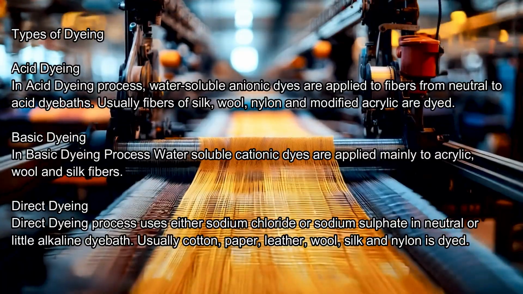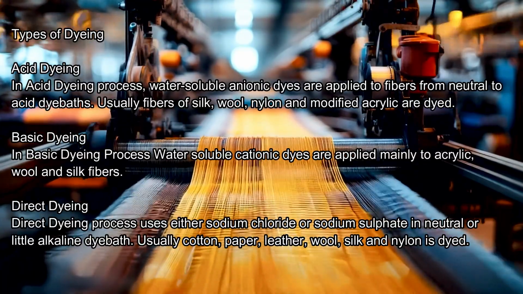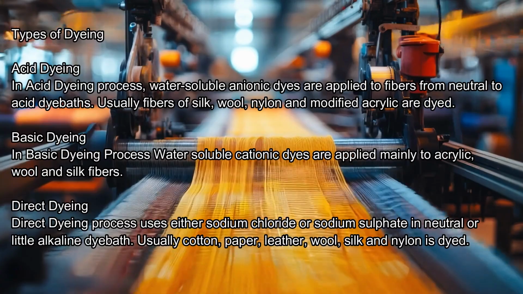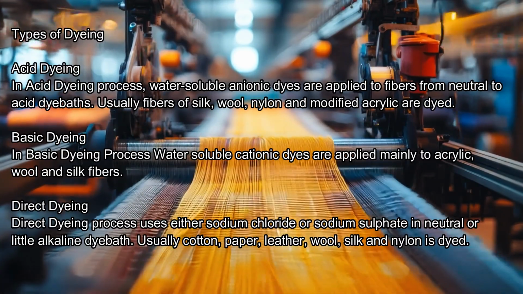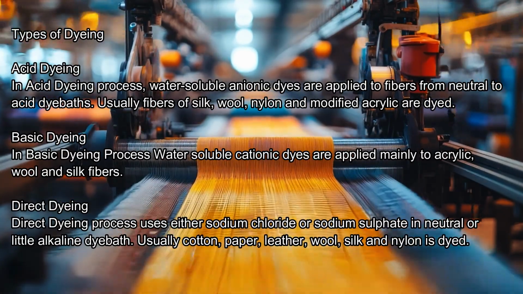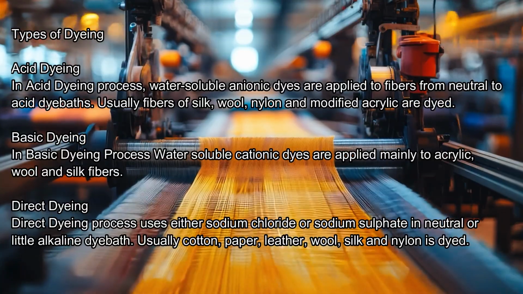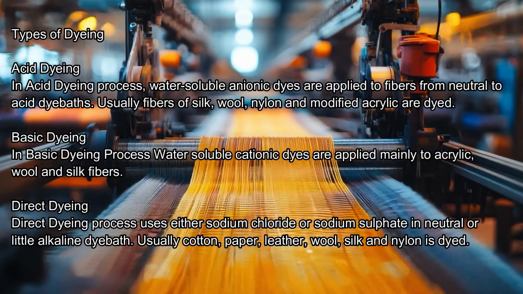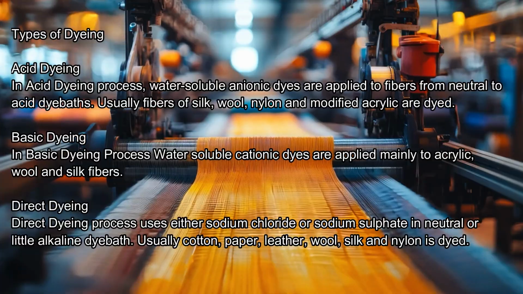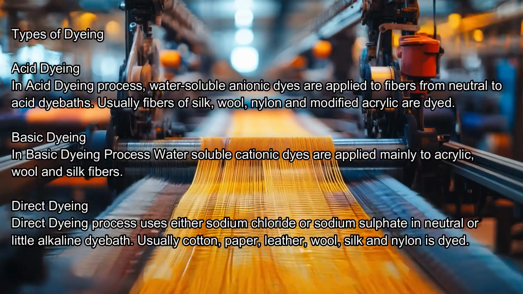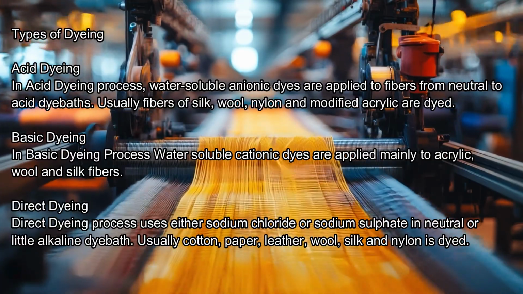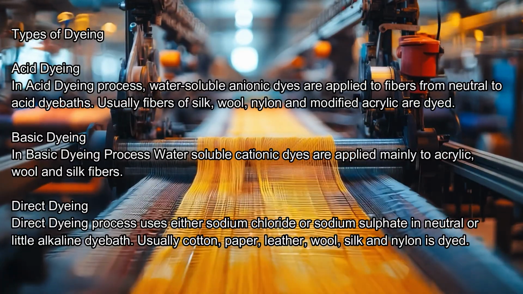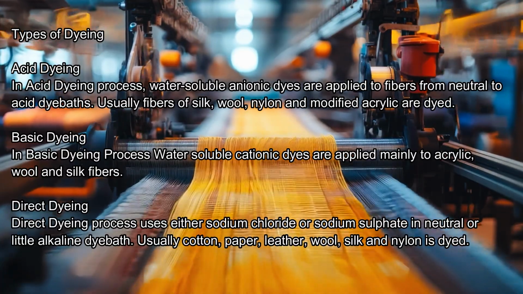Types of dyeing. Acid dyeing. In the acid dyeing process, water-soluble anionic dyes are applied to fibers from neutral to acid dye baths. Usually fibers of silk, wool, nylon, and modified acrylic are dyed. Basic dyeing. In the basic dyeing process, water-soluble cationic dyes are applied mainly to acrylic, wool, and silk fibers.